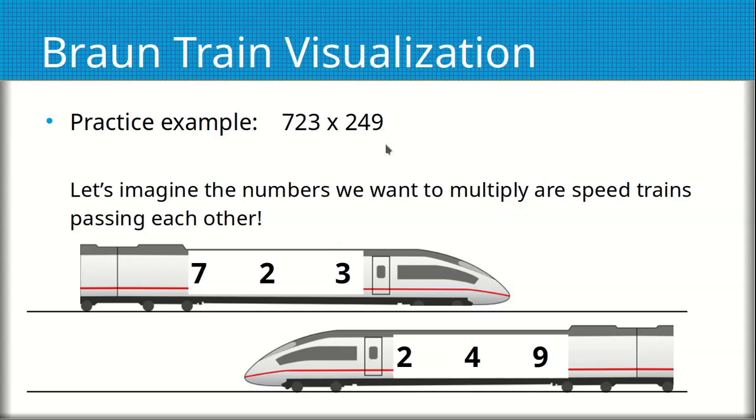So what does this mean? Essentially, imagine 2 trains speeding past each other. Okay, you've got this bullet train speeding one way, another bullet train speeding the other way, with numbers written on the sides. So here we have 723 times 249. Same exact puzzle we had before.